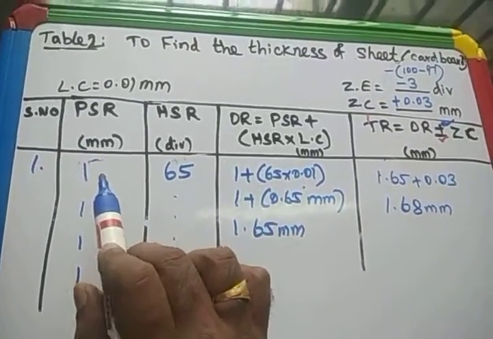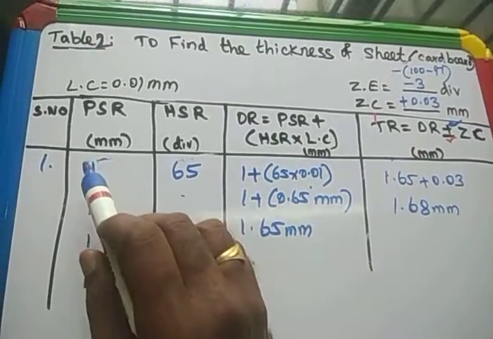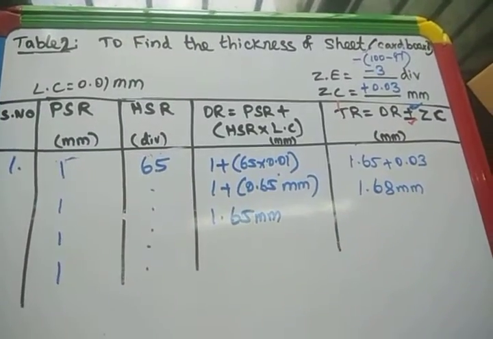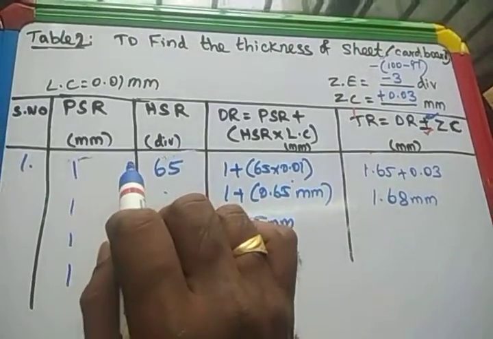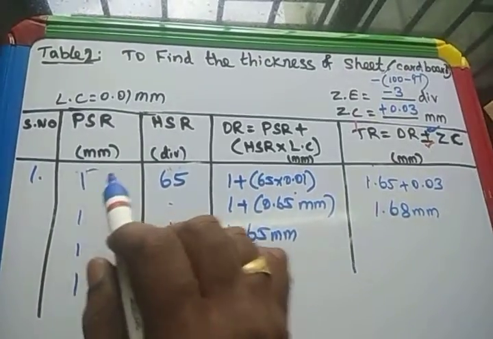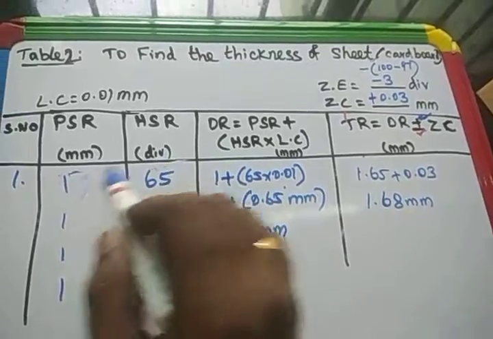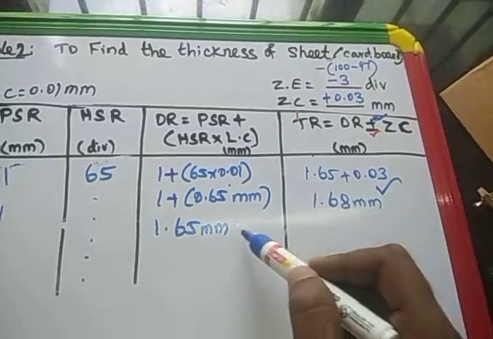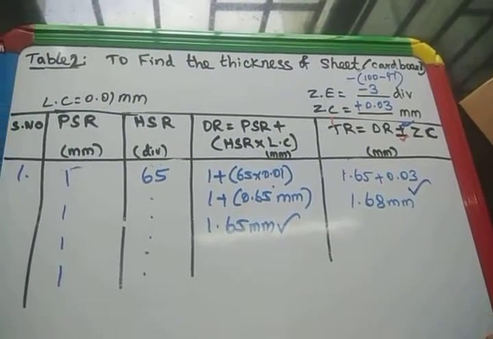Then you have to insert the object, which object we are going to find the thickness or diameter of. Then you have to observe the baseline exactly coincident with the head scale. How much PSR reading is visible is called the PSR reading. Then the baseline exactly coincident with the head scale is the HSR reading. By doing this calculation and substituting in the formula, we are able to find the thickness of the given sheet and also the diameter of the given wire.